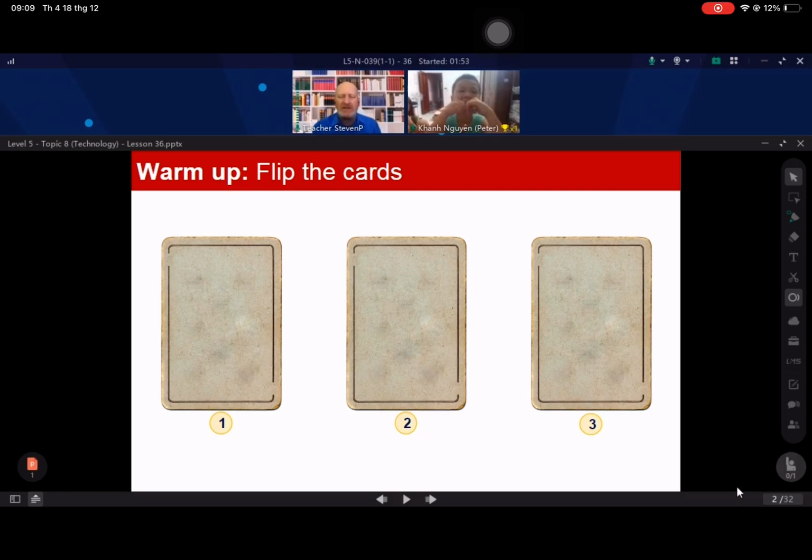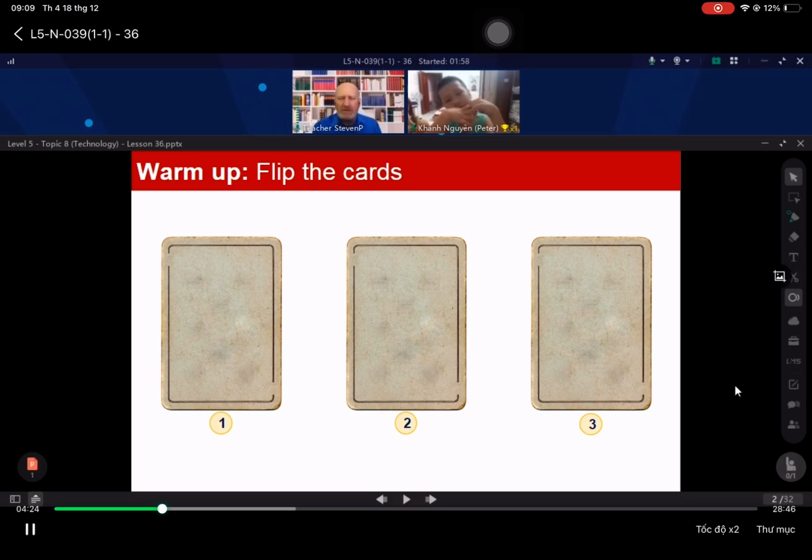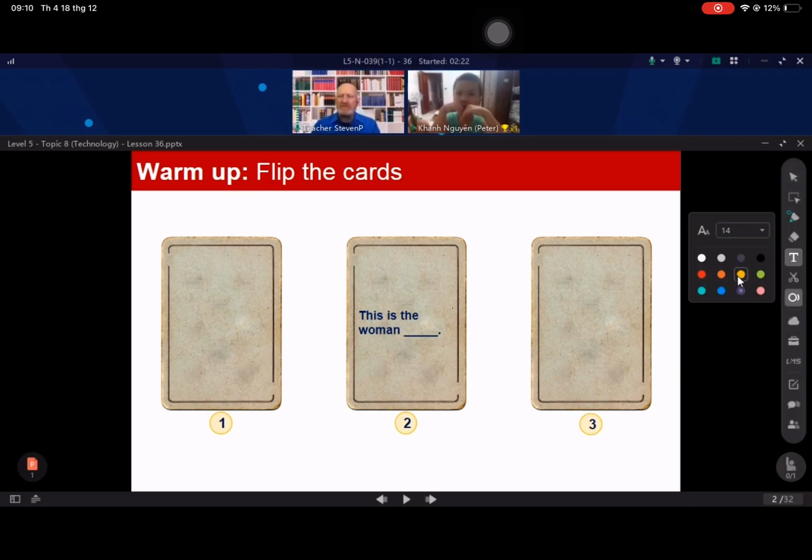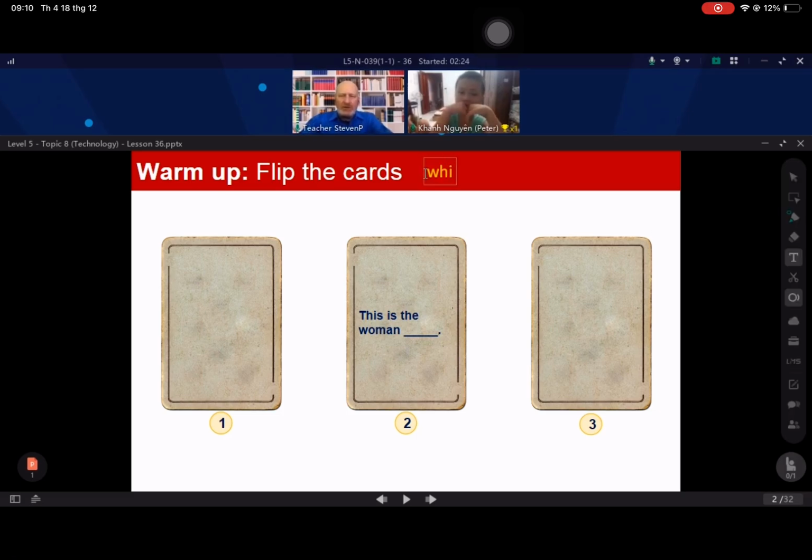Let's see if you can try together. So choose which one would you like. Which number would you like, Peter? Number 2. Okay, let's see number 2. Here we go. Read this sentence, Peter. It says, it's the woman. So now you need to make a sentence using which or who.